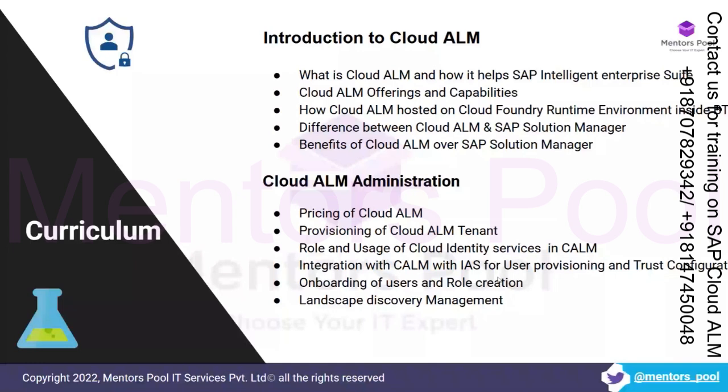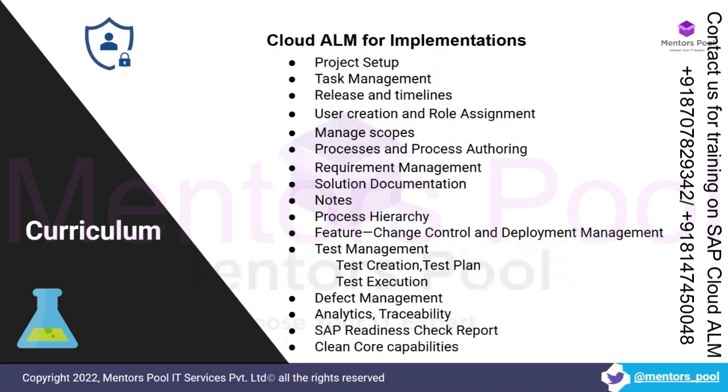And as a part of project creation and operations, we are going to discuss onboarding of users, creating standard roles and custom roles, and landscape discovery management. Coming to implementation, we are going to cover these capabilities: setting up a project, release timelines, user creation, scoping, process scoping, standard process scoping, process ordering, requirement management, how to use the solution documentation concept, adding notes in the form of points to update the persons working on those requirements, process hierarchy, feature and change control management, test management, defect management, analytics and traceability, and the readiness check report, and how using all these capabilities Clean Core benefits.